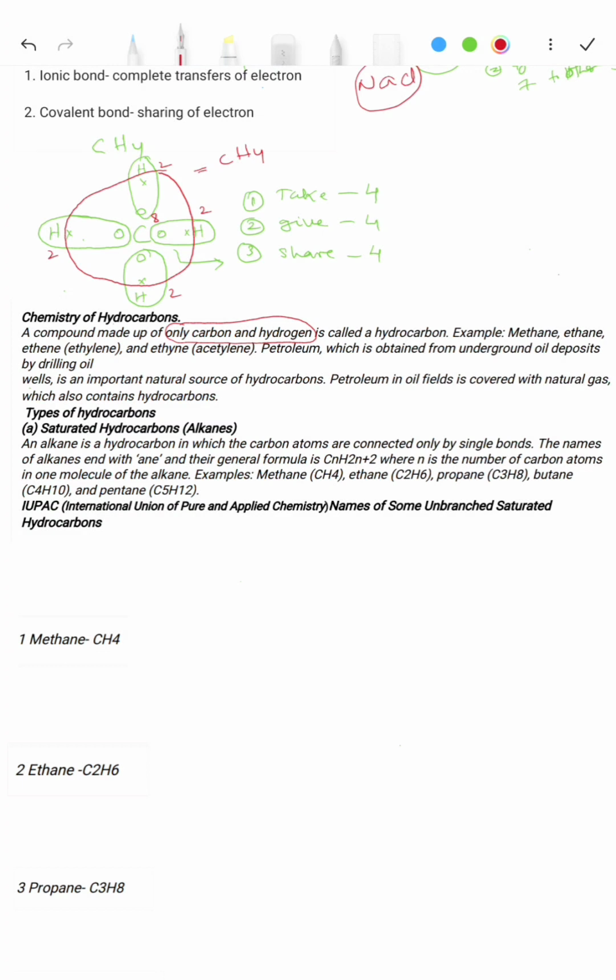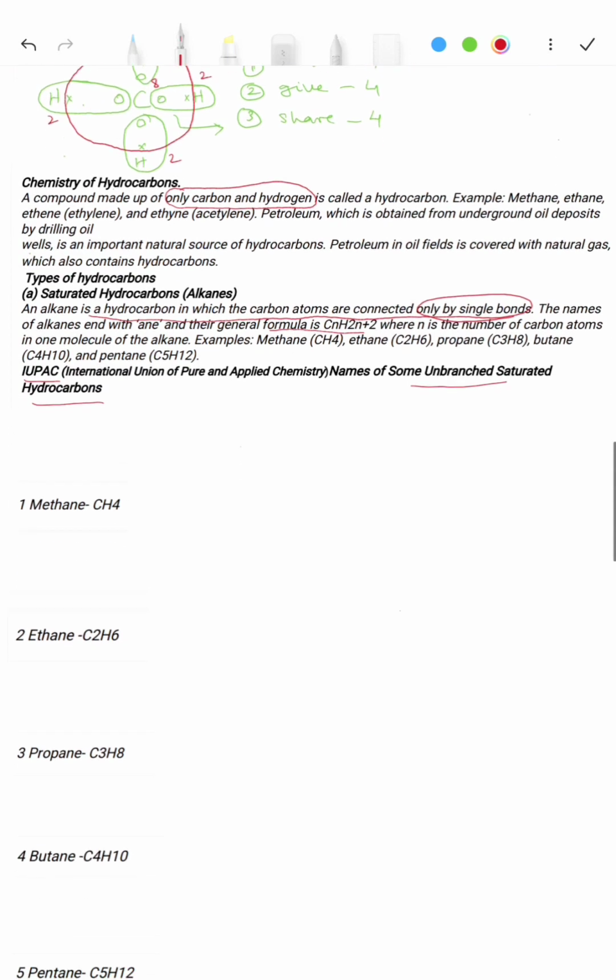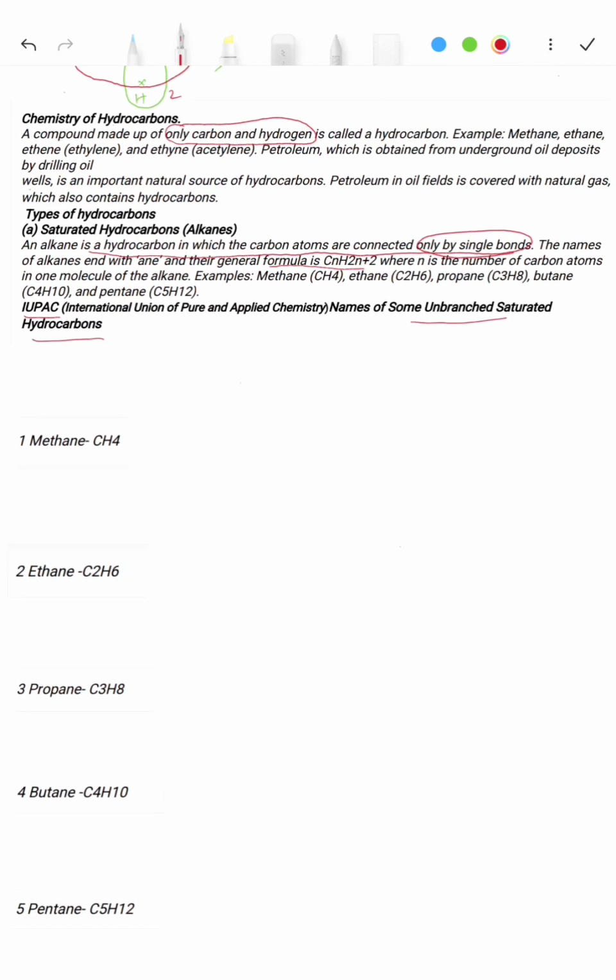An alkane is a hydrocarbon in which the carbon atoms are connected only by single bonds. The names of alkanes end with "ane", and the formula is CnH2n+2. I picked names of some saturated hydrocarbons. Let us try to understand this formula of alkanes.